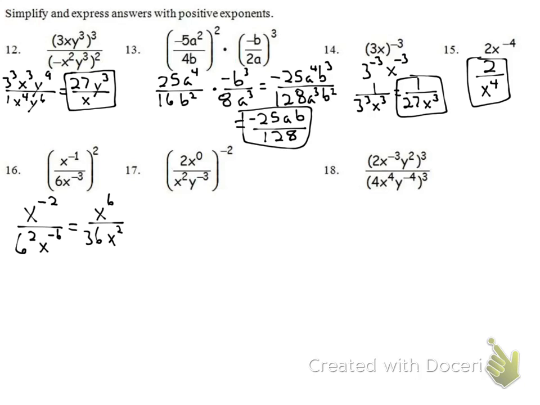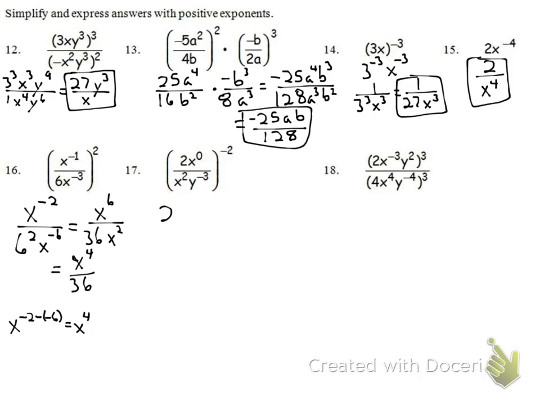And I have to simplify the x's, and since I have 4 more on top, it'll be x to the 4th over 36. You could have also used the property that when you divide like bases, you subtract the exponents, so it would have been x to the negative 2 minus negative 6, which does come out to be x to the 4th, and that would have also worked in this case.